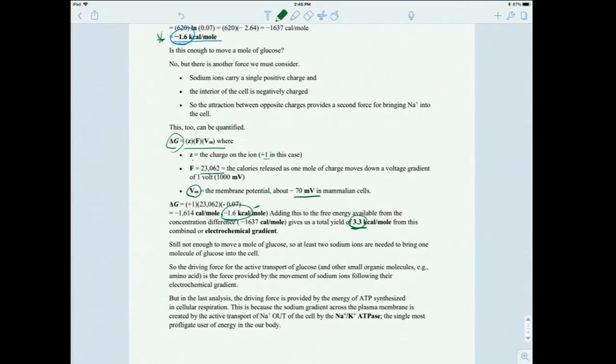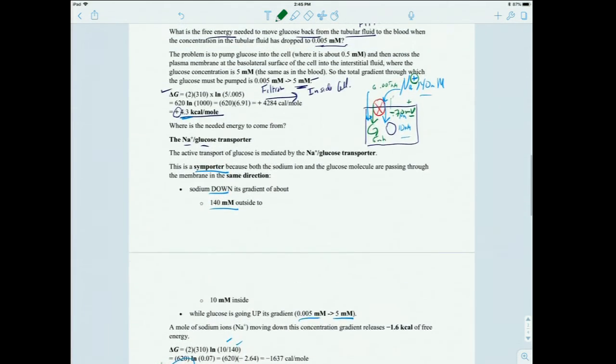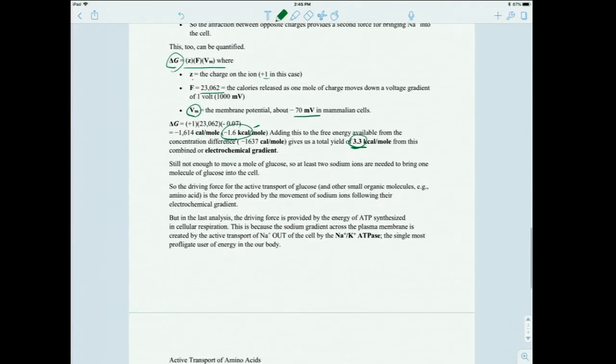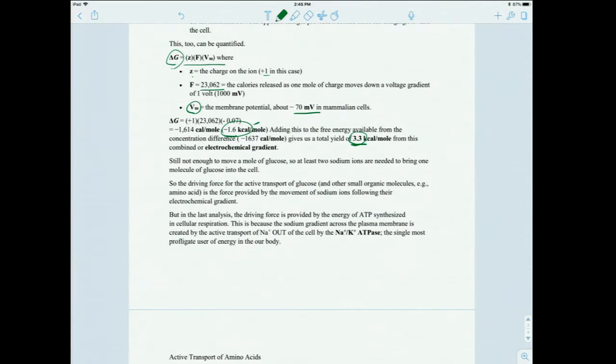Okay, and so still I got a little bit of a problem, which is how much did I need to get this glucose across? 4.3. I am only at 3.3, so I still don't have enough energy to move that glucose. Well, interestingly enough, though, when you look at the pump itself, the glucose sodium symporter, what in fact happens is that every time that pump spins, it is bringing 2 sodium molecules for every 1 glucose.